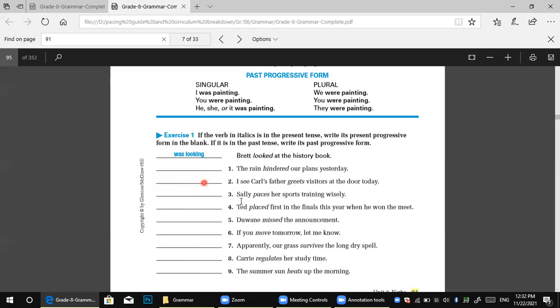Number three: Sally paces her sports. Paces is present simple, so it's is pacing. Did placed was placed placing was placing.